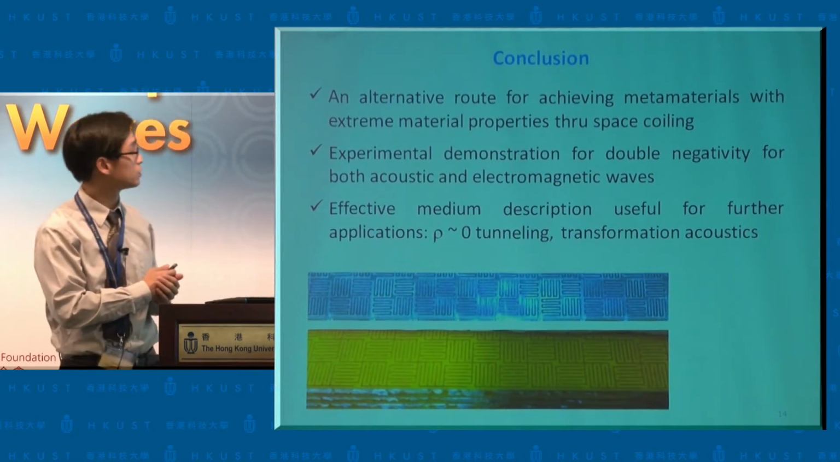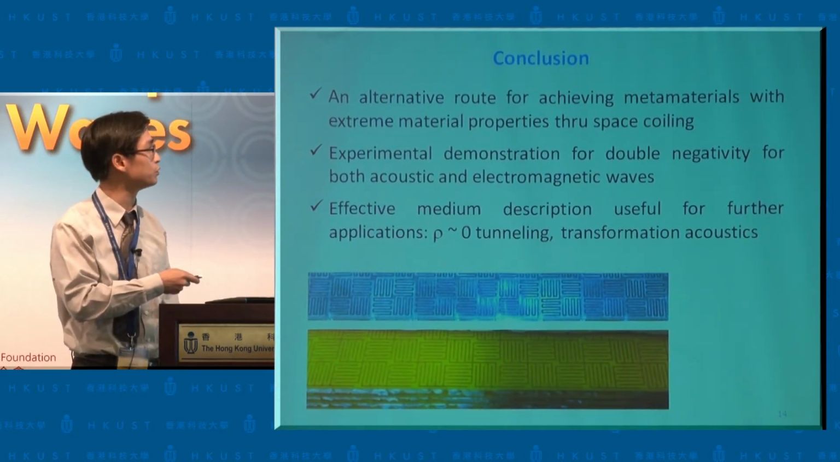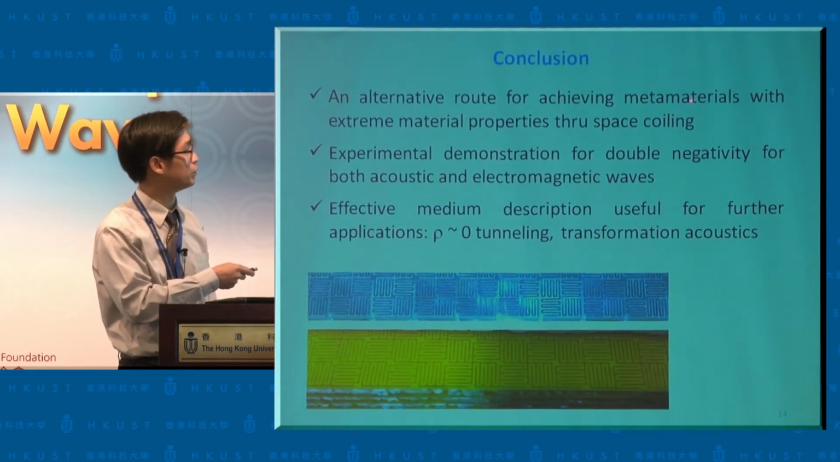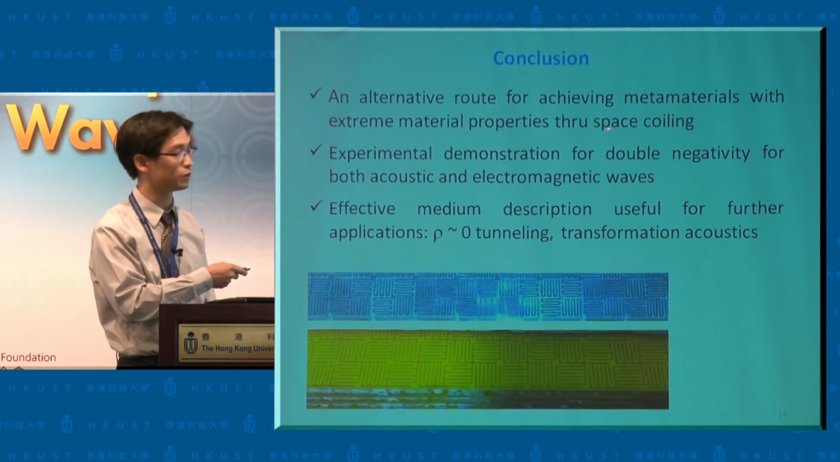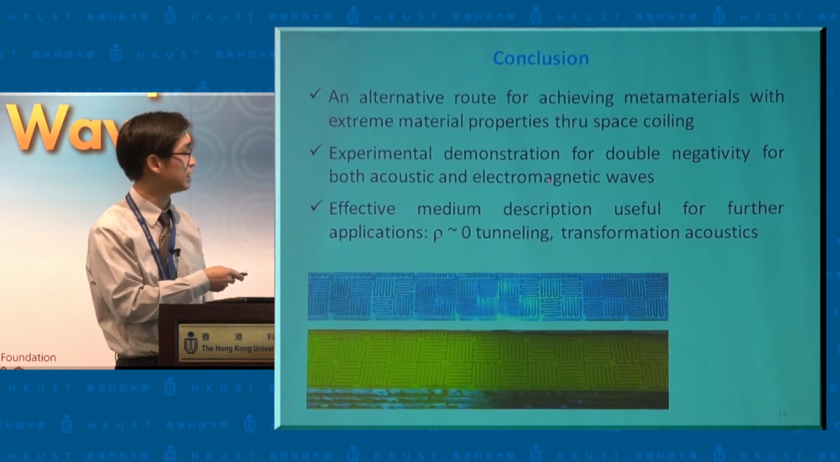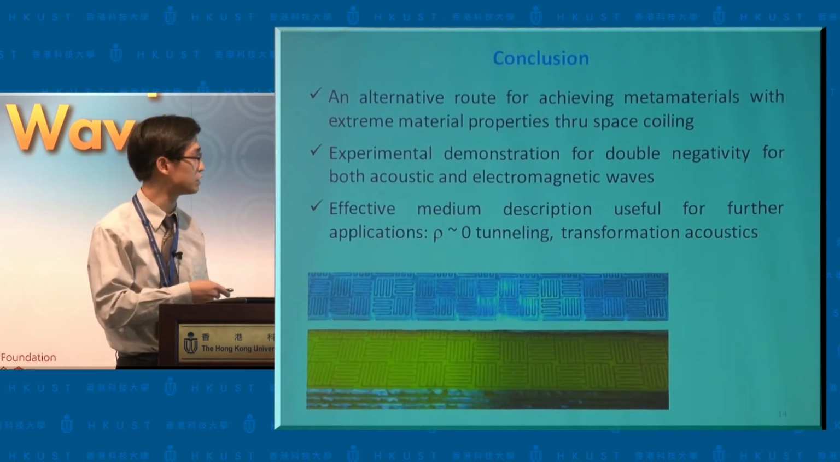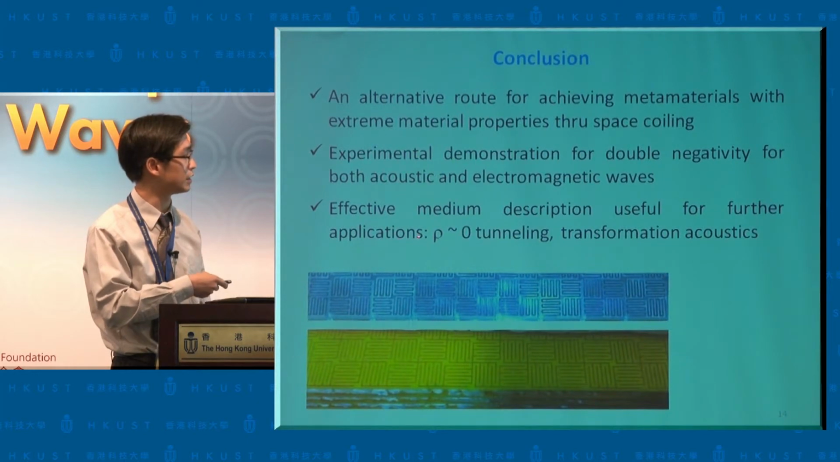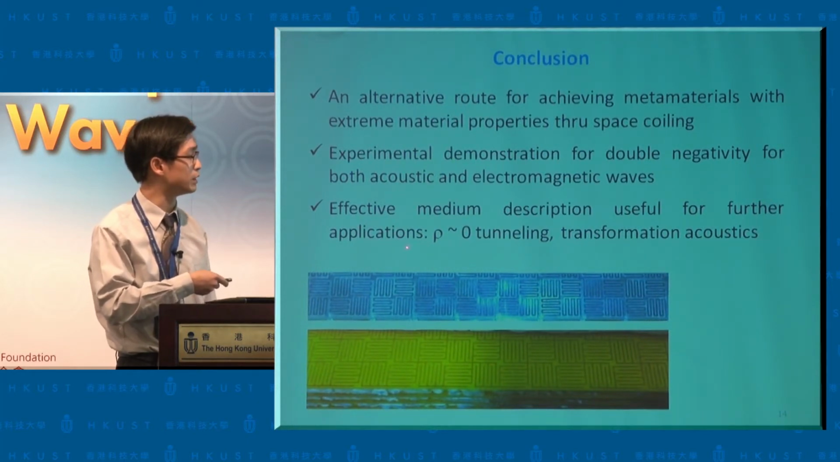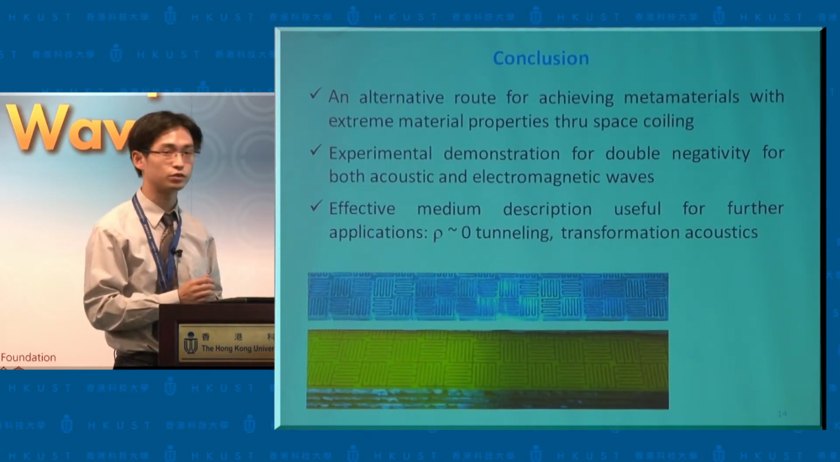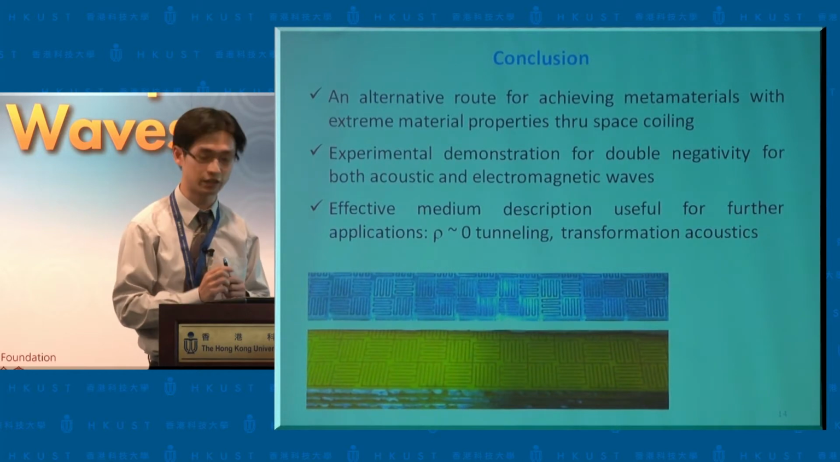So in summary, I have shown you an alternative route in achieving metamaterials, and we are achieving that by a very special scheme called space coiling. And we can achieve double negativity by experiments for both the acoustic and EM waves. And we believe that the effective medium description here will be useful for further applications. For example, what I haven't shown you is a very special phenomenon about density near zero tunneling or transformation acoustics. So this is what I want to show you today.